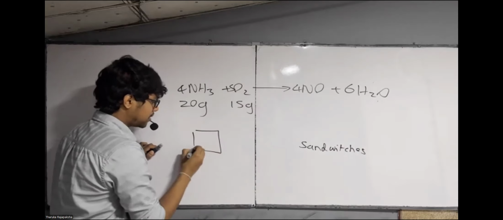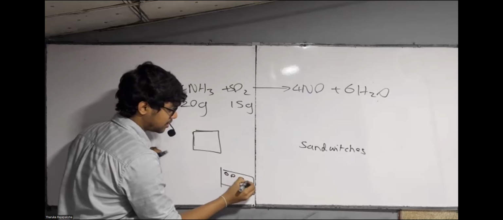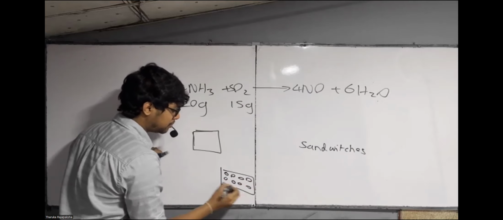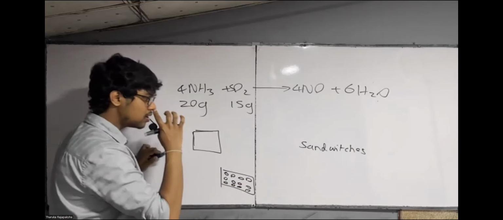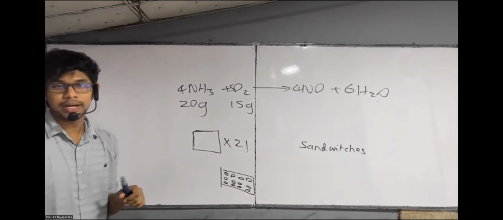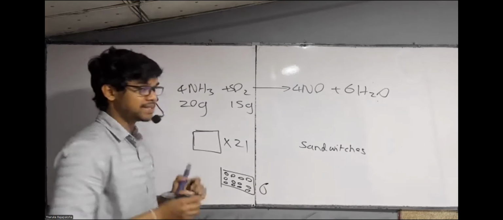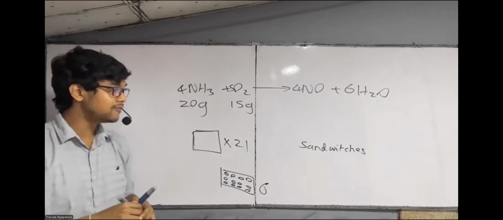People, there are breads, and in the middle you put a piece of cheese. Something like this, you're going to put it in the middle. You have 21 breads and you have 6 cheese pieces. How many sandwiches can you make?